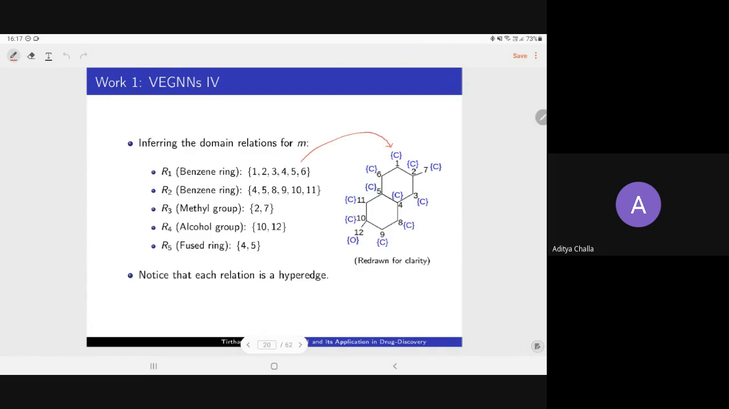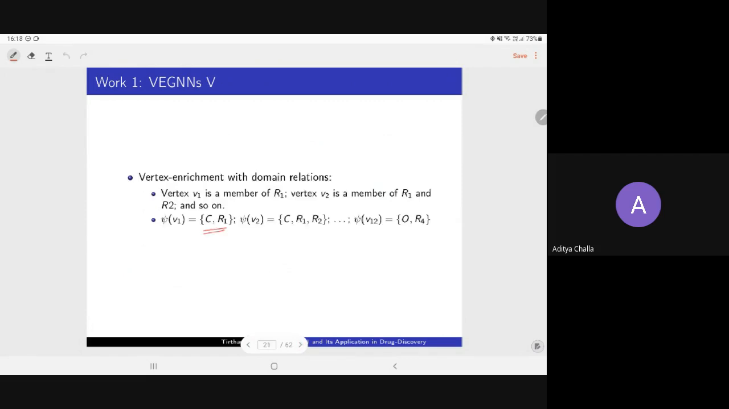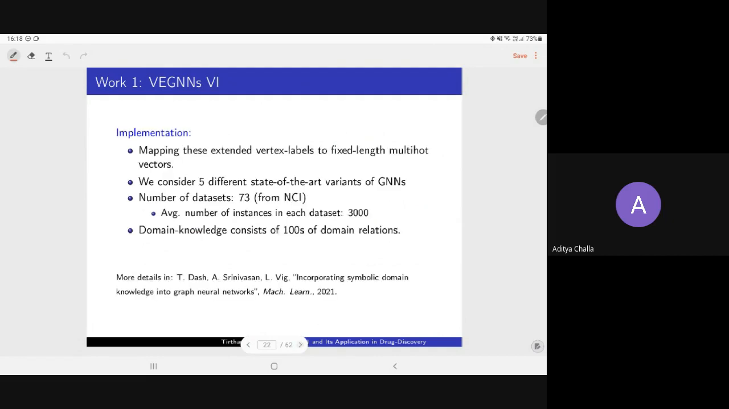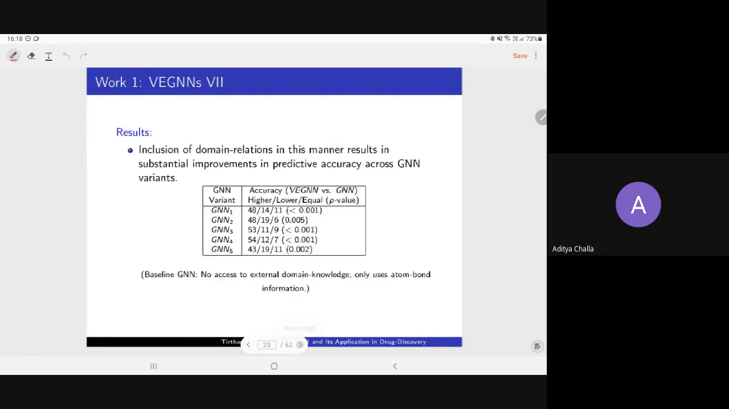For instance, the nodes 1, 2, 3, 4, 5, 6 are participating in this benzene ring, so they will get the label R1, because R1 corresponds to that benzene ring. Similarly, based on whether they are participating in an alcohol group, methyl group, or fused ring, we update the vertex label. This becomes the new graph, which we call a vertex enriched graph, and that goes as input to our GNN. It's a very simple idea, and it has been shown to perform very well, as you can see, compared to our baseline GNNs.